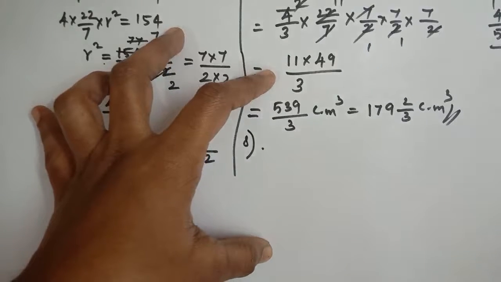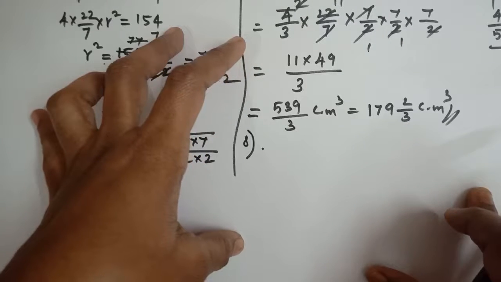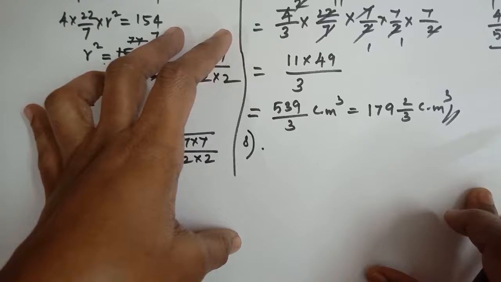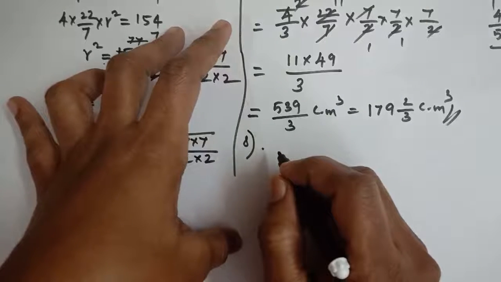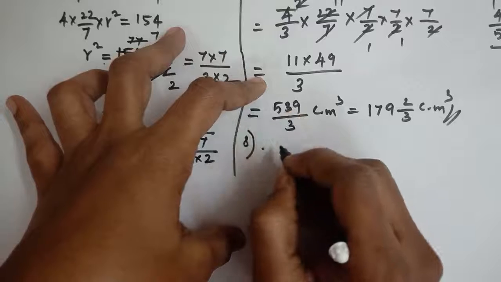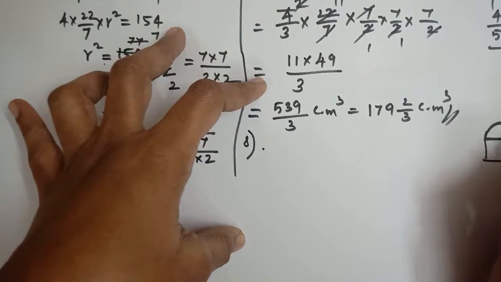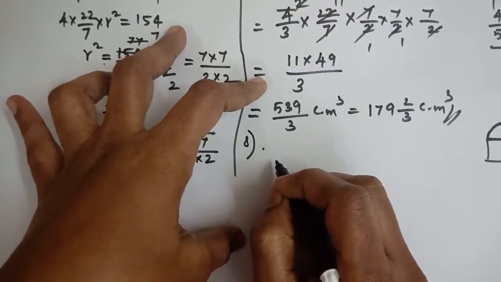A dome of a building is in the form of a hemisphere. From inside it was whitewashed at the cost of rupees 4,989.60. If the cost of whitewashing is rupees 20 per square meter, find the inner surface area of the dome and the volume of the air inside of the dome. Okay, students, 8th question. In a dome, that means a building with some dome that is looking like a hemisphere. Is it clear?